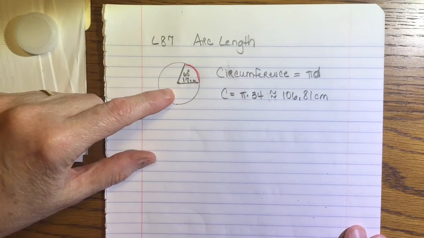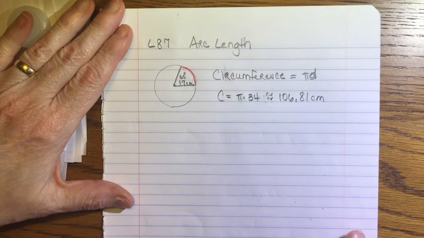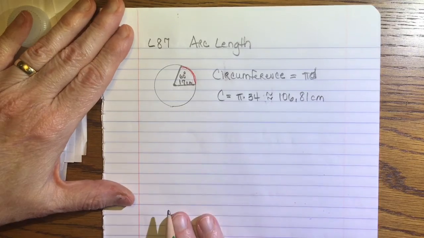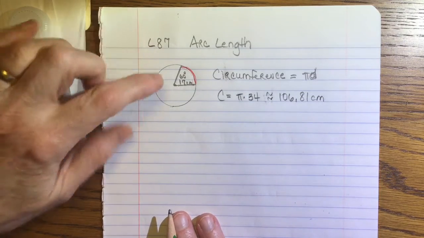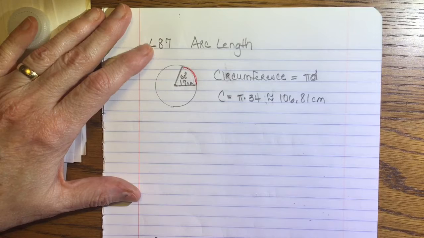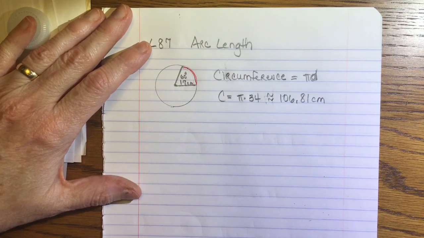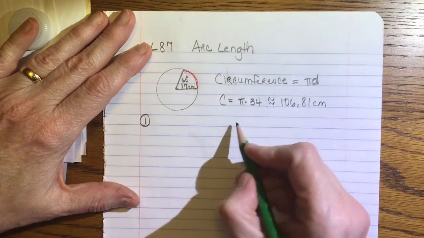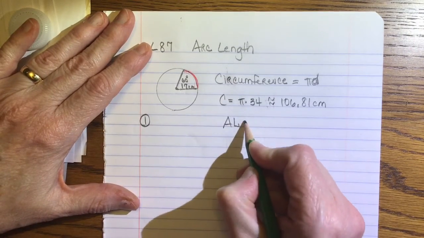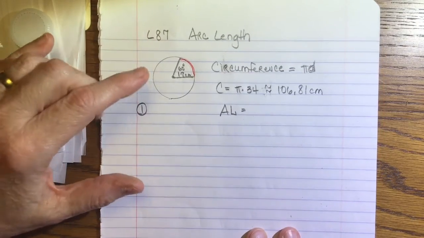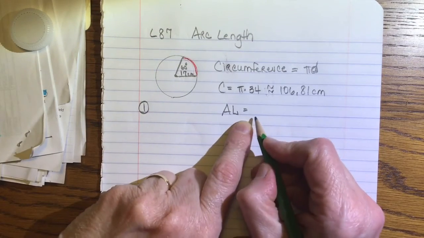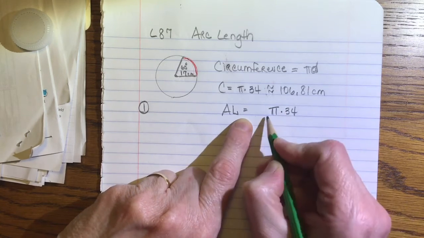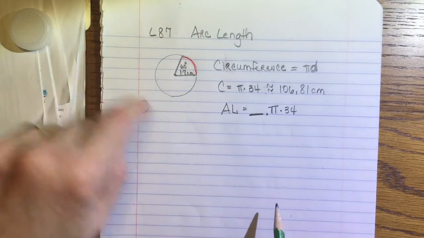Well, it's going to be a part of the circle, and we've got to decide what part of it's going to be. If the distance from here all the way around is 106.81 centimeters, then this has to be a piece of that. And to find that, we'll call this problem number 1, I'm going to call it arc length, AL. And what we're going to do is take the circumference, which I'll go ahead and put as pi times 34, but we're going to multiply by the fraction of the part we want.